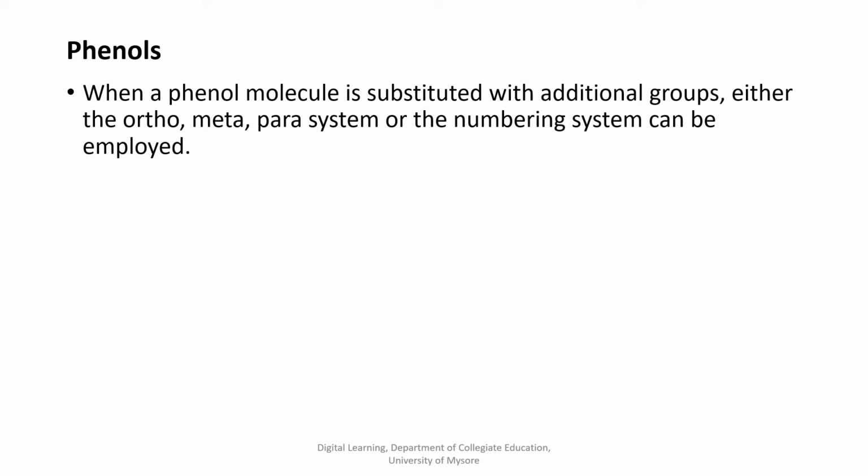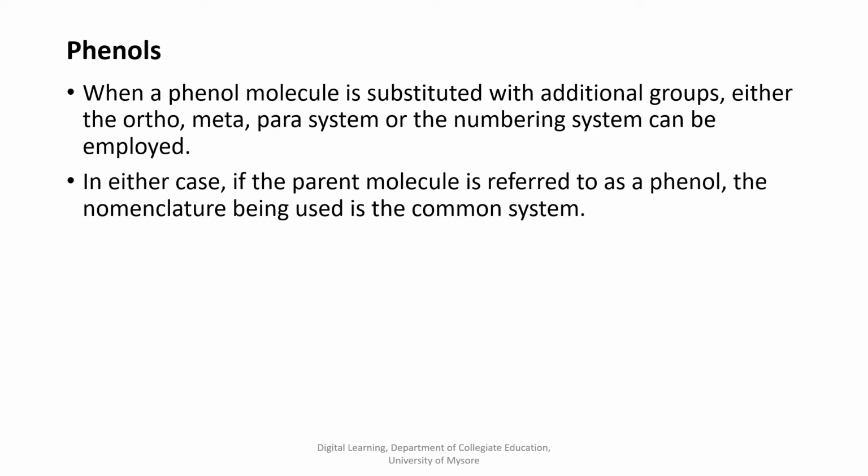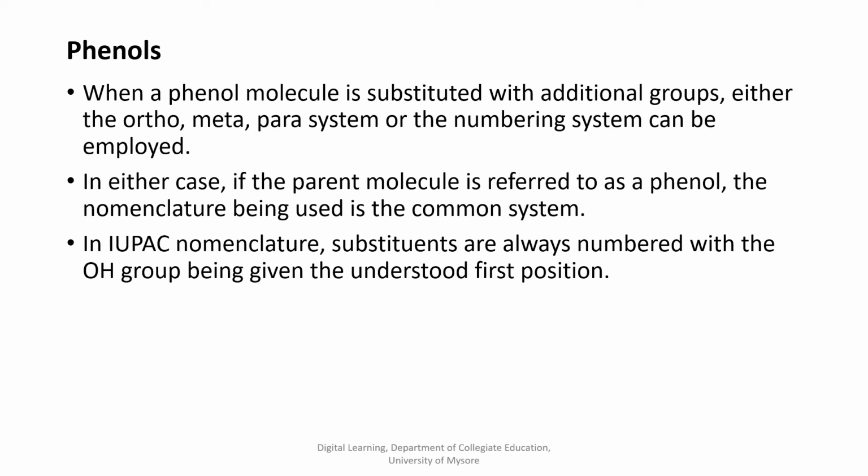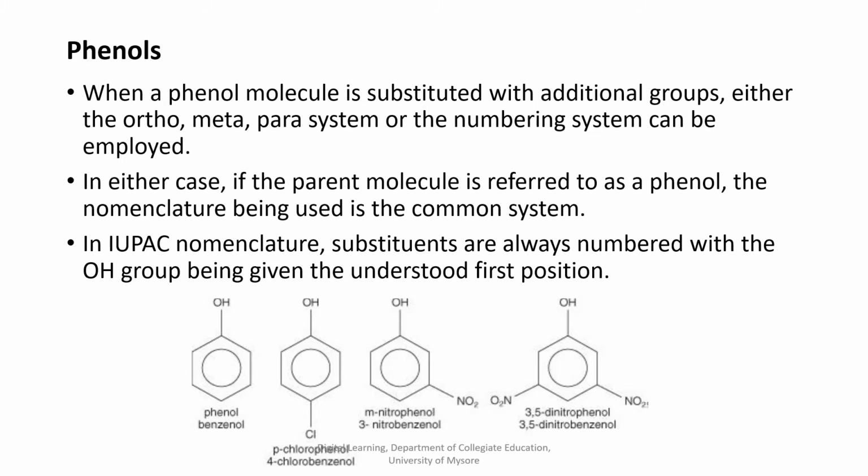When a phenol molecule is substituted with additional groups, either the ortho, meta, para system or the numbering system can be employed. In either case, if the parent molecule is referred to as a phenol, the nomenclature being used is the common system. Whereas in IUPAC nomenclature, substituents are always numbered with the hydroxyl group at the first position.